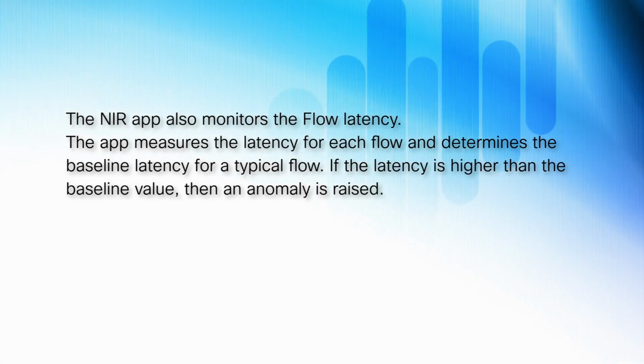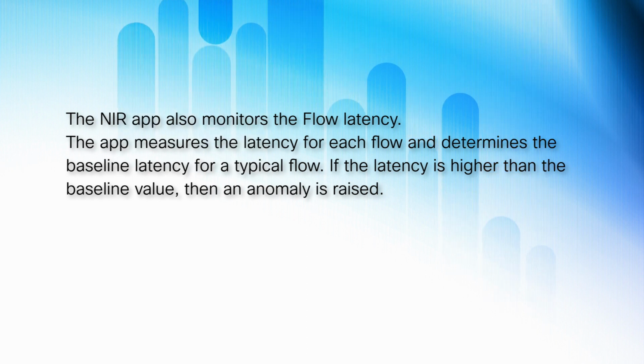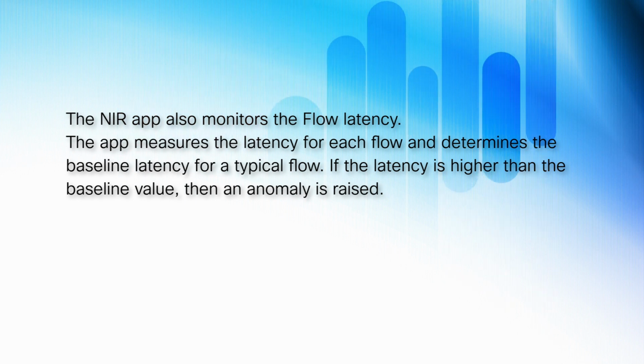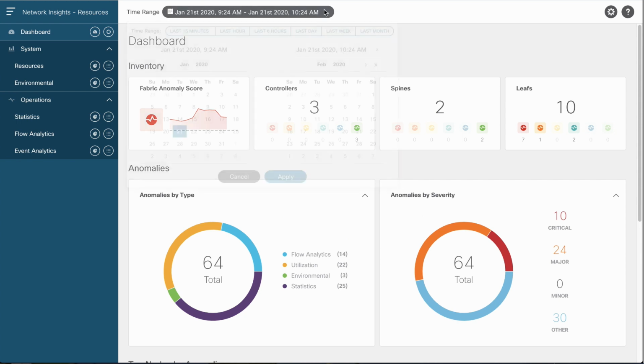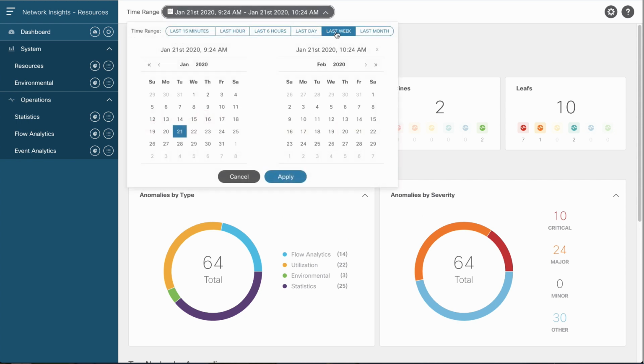The NIR app also monitors flow latency. It measures the latency for each flow and determines the baseline latency for a typical flow. If the latency is higher than the baseline value, then an anomaly is raised. In the dashboard, click the anomaly with latency higher than normal.